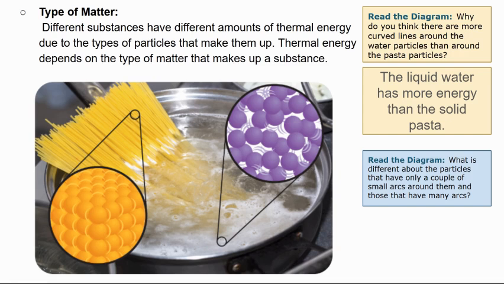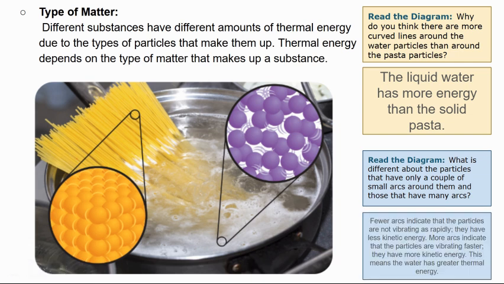What is different about the particles that have only a couple of small arcs around them and those that have many arcs? So these arcs compared to many arcs. Fewer arcs, like the pasta, indicate that the particles are not vibrating as rapidly. They have less kinetic energy. More arcs indicate the particles are vibrating faster. They have more kinetic energy. This means the water has greater thermal energy.